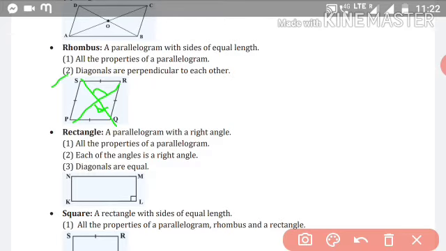This one is different from a parallelogram. In a parallelogram the diagonals bisect each other but are not perpendicular, but in a rhombus the diagonals will be perpendicular to each other. Now next.